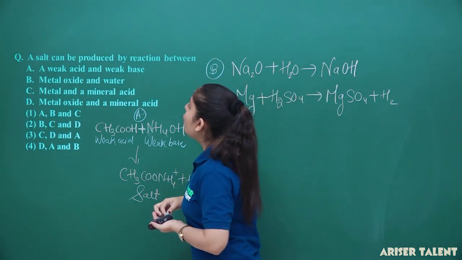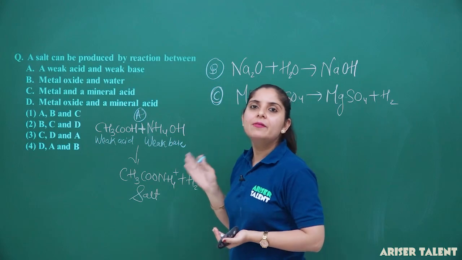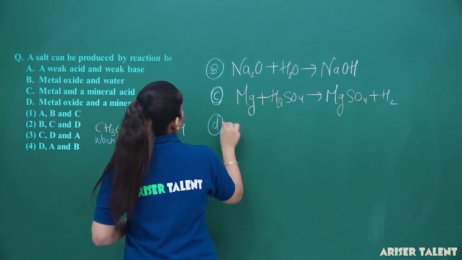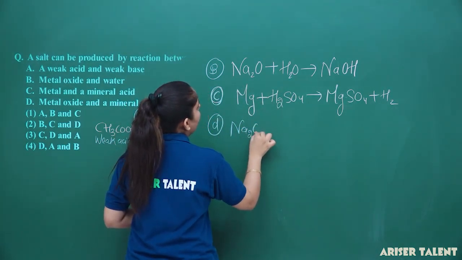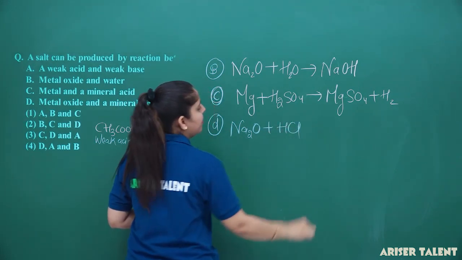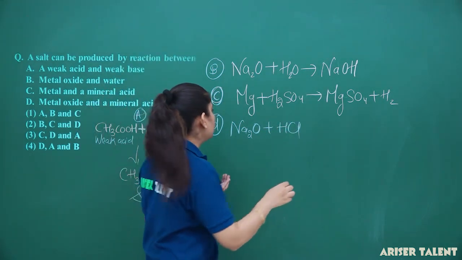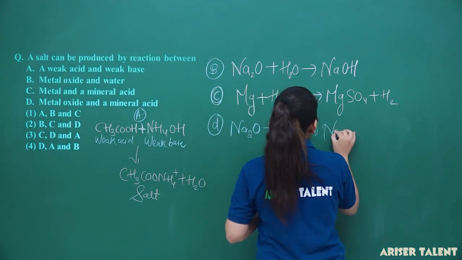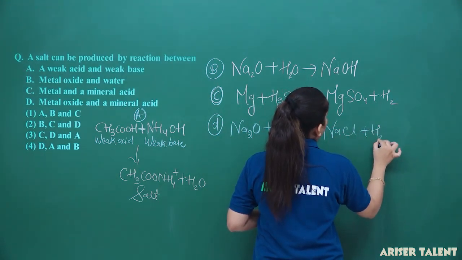Now, the fourth part is metal oxide with mineral acid. So again we have metal oxide Na2O and I am reacting it with mineral acid. You can take HCl, you can take H2SO4. So what will we get here? We will get NaCl plus water.